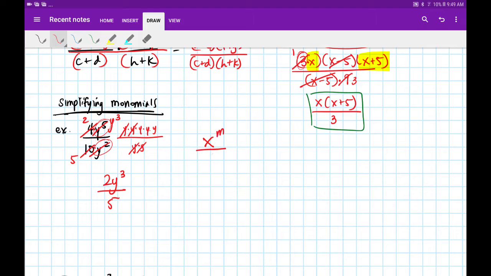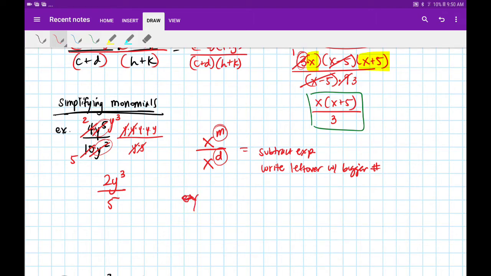If I have x to the m over x to the d, then this will simplify by basically we're going to subtract our exponents. So we'll subtract the exponents, and then we'll write the leftover, right? Whatever m minus d, whatever the subtraction is, we're going to write that with the bigger, wherever the bigger number was. Let me show you what I mean.